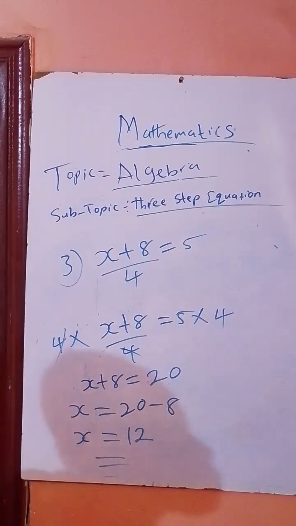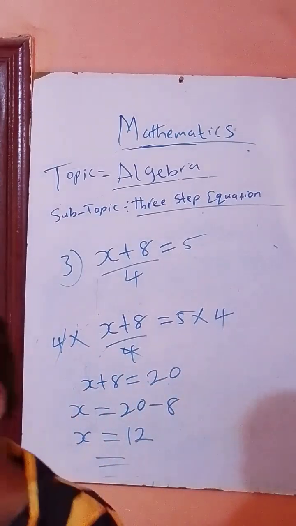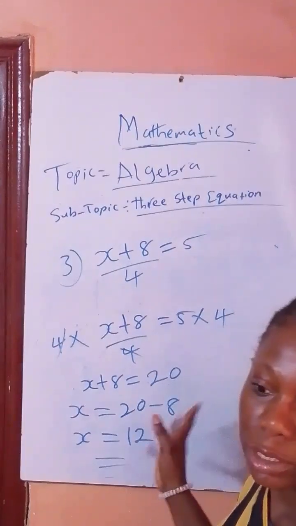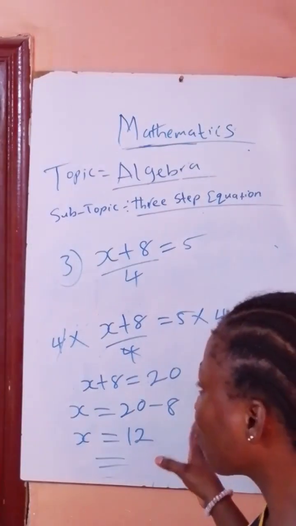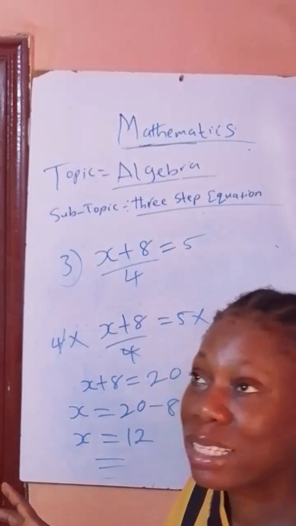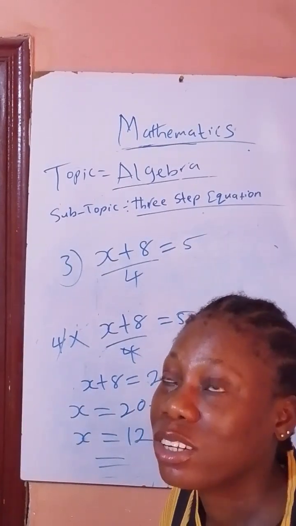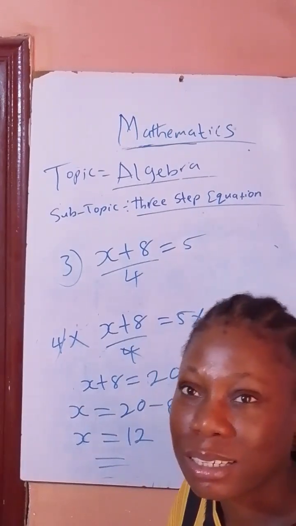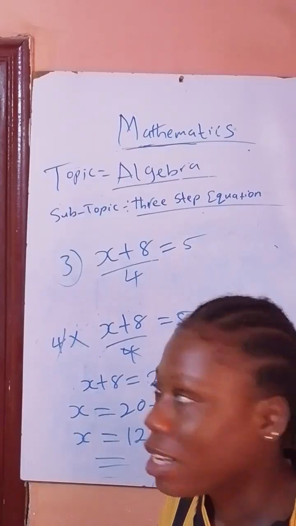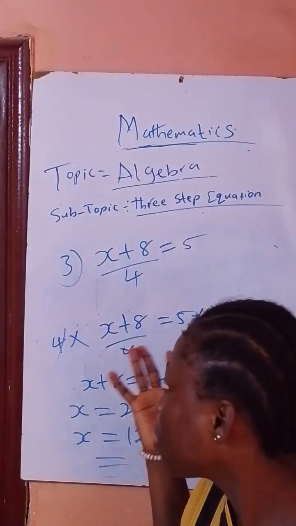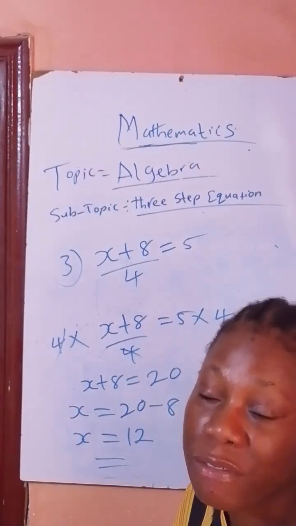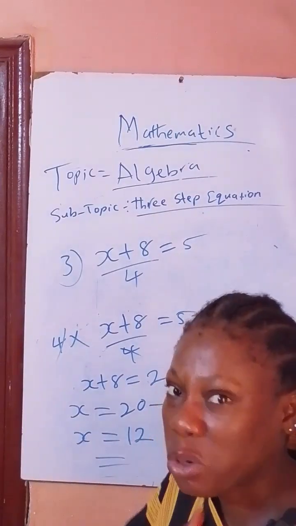X equals 12. Hope you understand what I did here. You understand what I did here, right? You see, mathematics is not that hard. All you need is to understand the formula, the method, the steps, and you are good to go. If this question looks so hard, it's so simple to solve if you understand the formula and the logic to solve it.